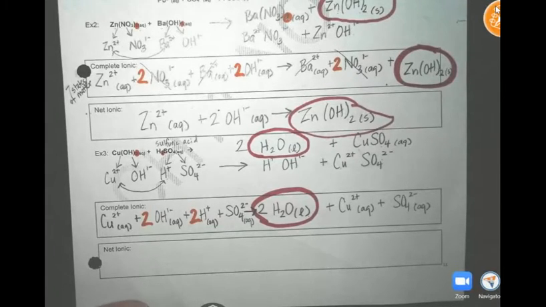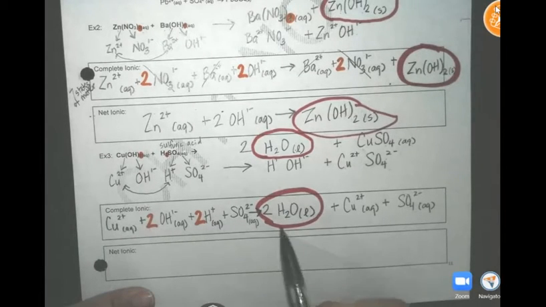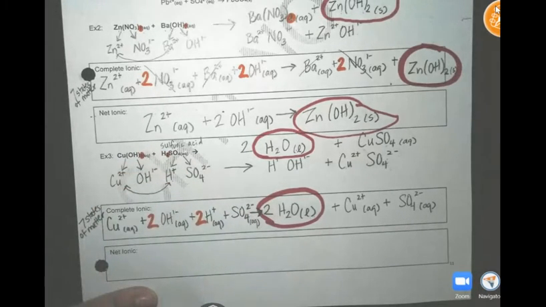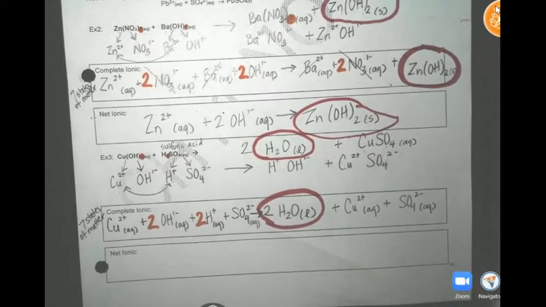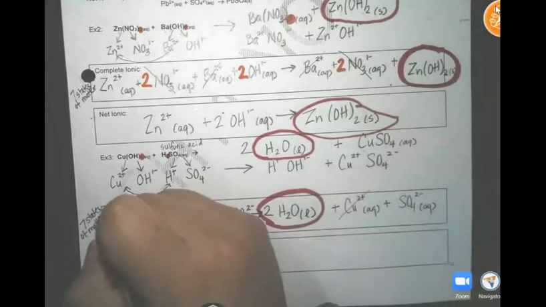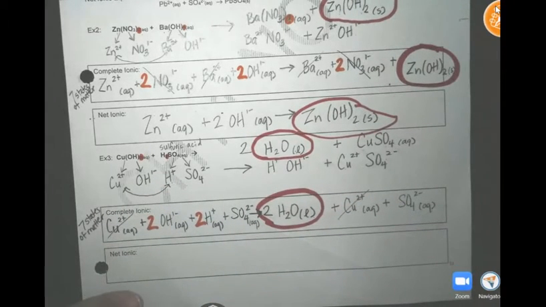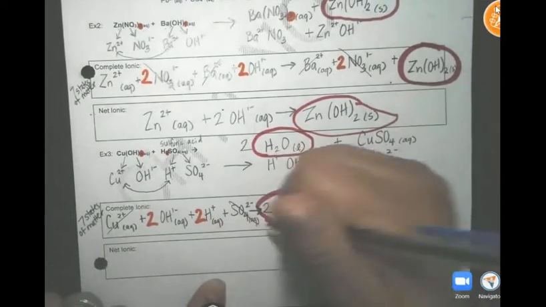All right, let me double check that I have 7 states of matter. 1, 2, 3, 4, 5, 6, 7. 7 states of matter, so that's going to help me. Another thing I could do is see if I have the same amount of ions on both sides. So first I look at the ones that didn't make the H2O. Cu didn't make up the H2O, so do I have equal amounts? Yes, Cu2 plus on both sides. The SO4 2 minus didn't make up the H2O, equal amounts.